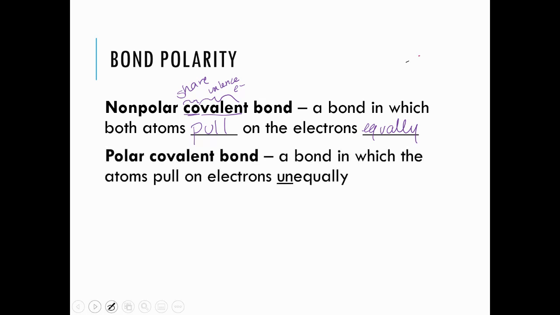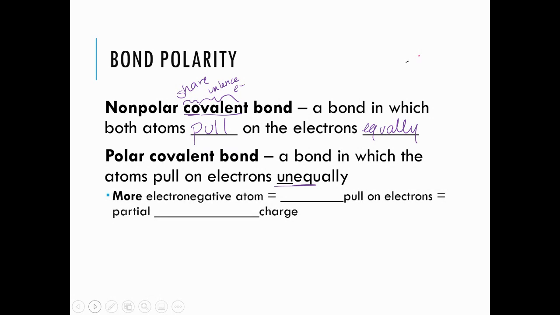Whereas a polar covalent bond is the opposite, right? Atoms are pulling on the electrons unequally. And the factor that determines whether that pull is equal or unequal is when we're comparing the electronegativity values of the atoms involved in the bond. Specifically, the more electronegative atom is going to have a stronger pull on those electrons. And since electrons are negatively charged, and those negatively charged electrons are spending more time with this particular atom, we can attribute a partial negative charge to that atom.